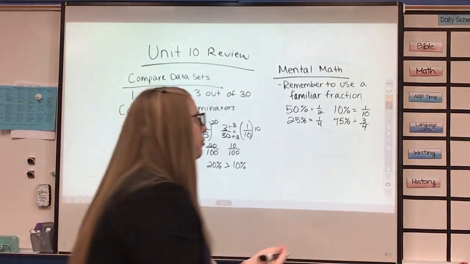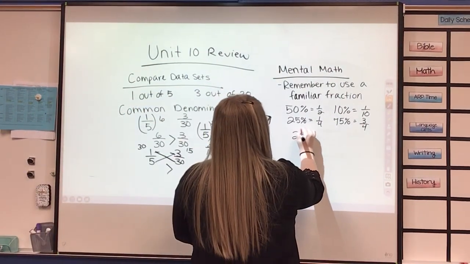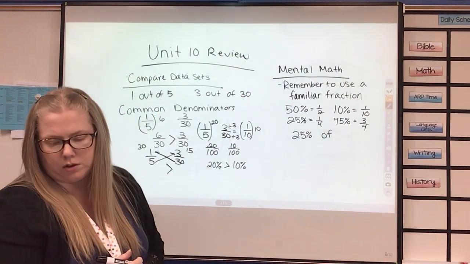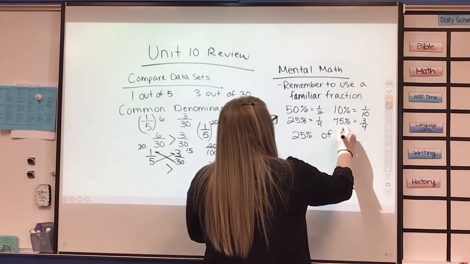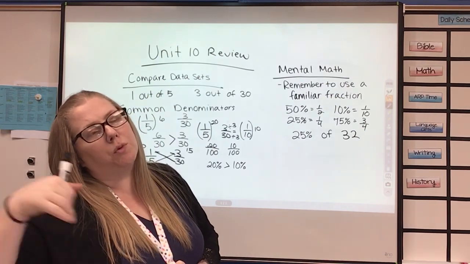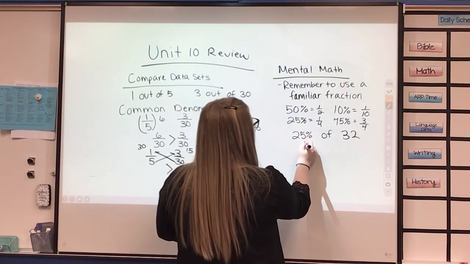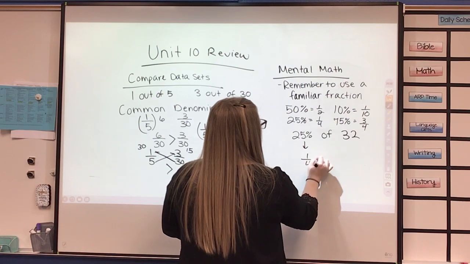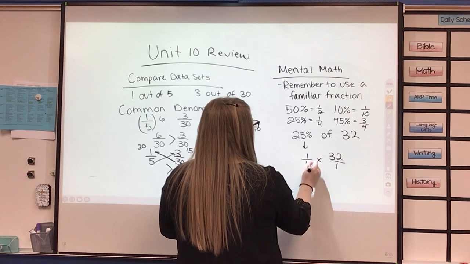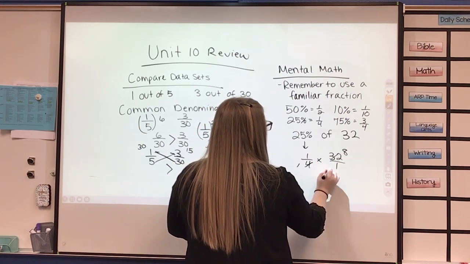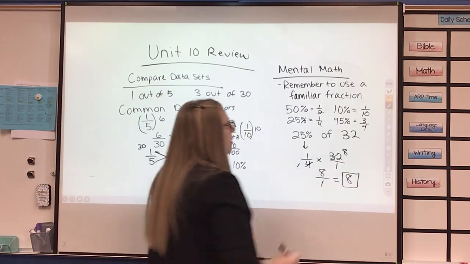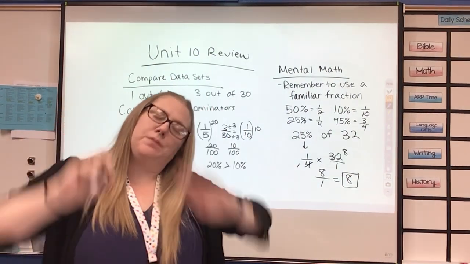by one of those. So I have 25% of 32. So instead of saying 25 over 100 and simplifying that to 1/4, I'm just going to go straight to 1/4. Of means to multiply. I'm going to cross cancel. So 25% of 32 is 8.